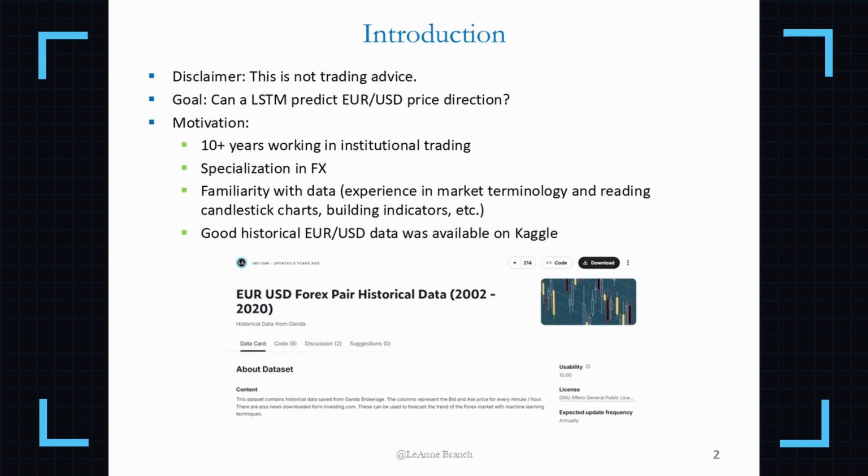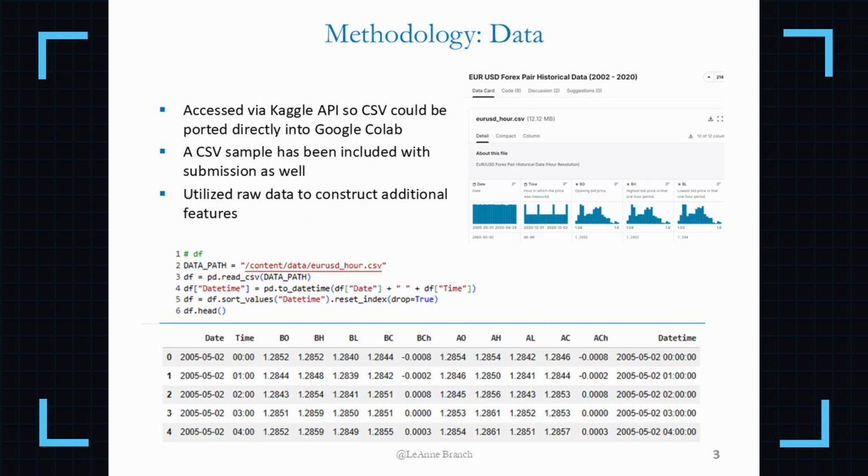And just to speak a little bit more about my motivation, I spent 10 plus years in fintech working on production trading systems. My specialty was FX, so I worked in retail FX before moving to institutional trading. So I have a lot of familiarity with the data and experience in reading candlestick charts, market terminology, that sort of thing. And really good historical Euro-dollar data was actually readily available on Kaggle. The data is from a retail FX broker called Oanda.